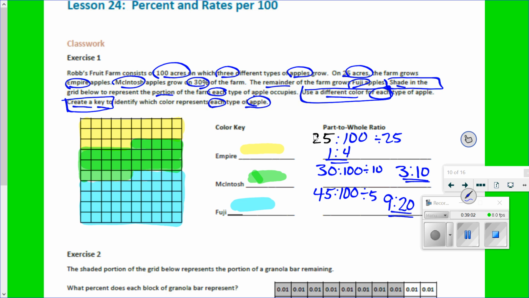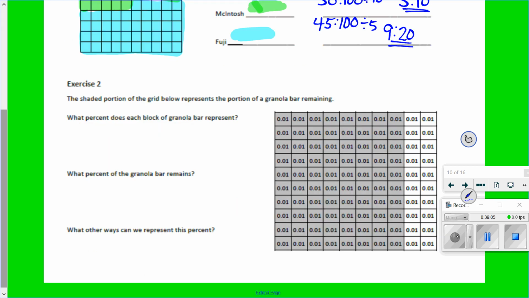Cosmos, get all these written. Okay, our next problem. The shaded portion of the grid below represents the portion of granola bar remaining. What percent does each block of granola represent? In other words, what does this block represent? What percent?